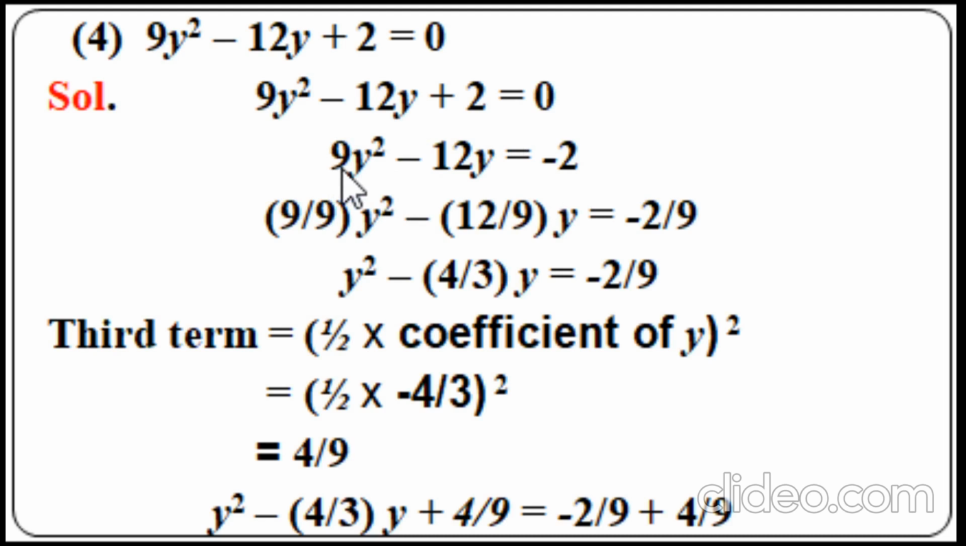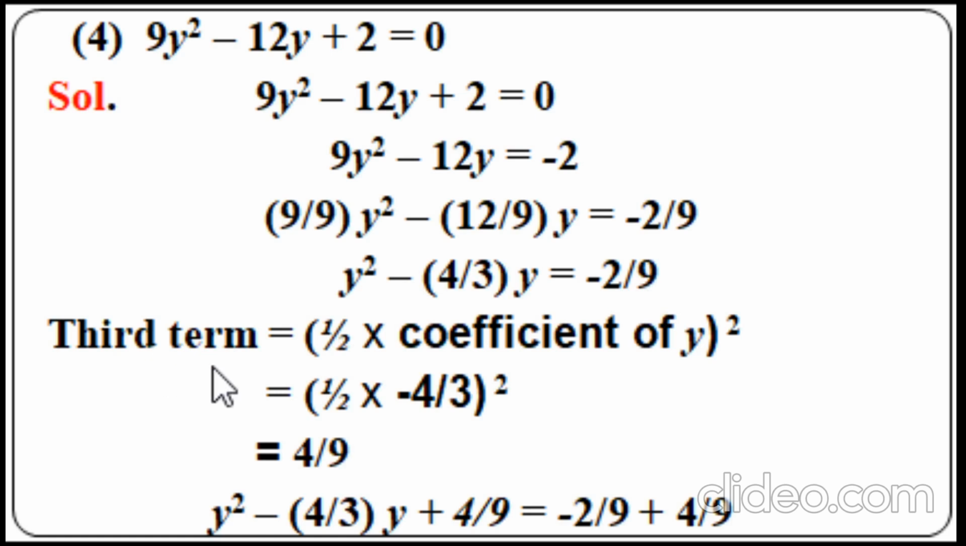So what we are going to do, we divide each term by 9. So 9 by 9 y square minus 12 upon 9 y is equal to minus 2 upon 9. So 9 cancels, we get 1. Here 3 3s are 9, 3 4s are 12. We get minus 4 upon 3 y, and here minus 2 upon 9.